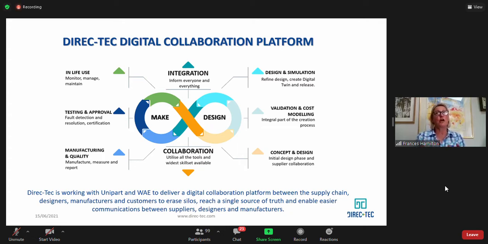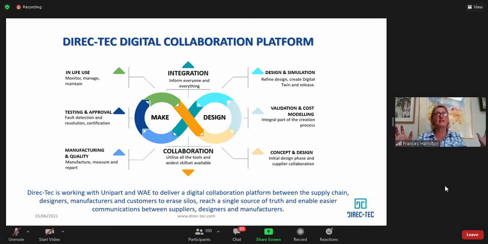collaboration platform. So without data in this new world, data is the foundational layer. Data is the one thing that will enable you to access all the smart new technologies and innovations that are coming out there. So we have built a digital collaboration platform primarily to connect the supply chain to the designers and then through to the manufacturers and out to the customer.